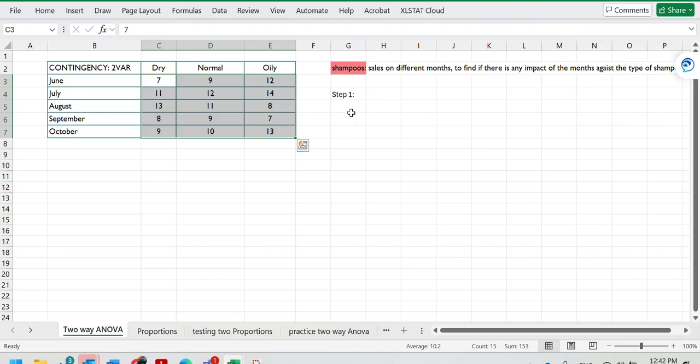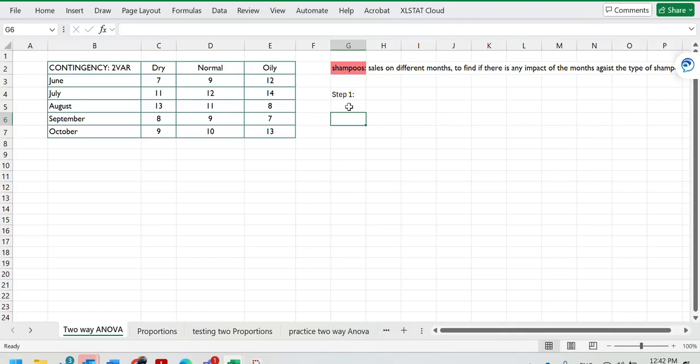The idea here is we want to find if there is an impact between the type of shampoo and the month. Does it affect, or is it like whatever be the month, the shampoo sales is the same? So we want to know such a thing, right? To understand that, we are going to do a two-way ANOVA.